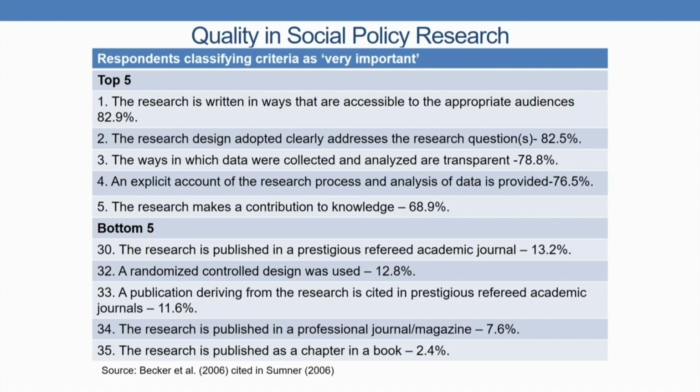A little more than 12% responded that a randomized control design was used. Here it must be mentioned that randomized control design is one of the methods of quantitative research which is used to lessen biasedness in research, and therefore randomized control trials are much in use in quantitative studies. However, if you look at the responses of the research community themselves, very few researchers lay emphasis on randomized control design. A little more than 11% answered that a publication deriving from the research is cited in prestigious refereed academic journals. More than 7% said that the research is published in a professional journal or magazine, and only about 2% said that the research is published as a chapter in a book.